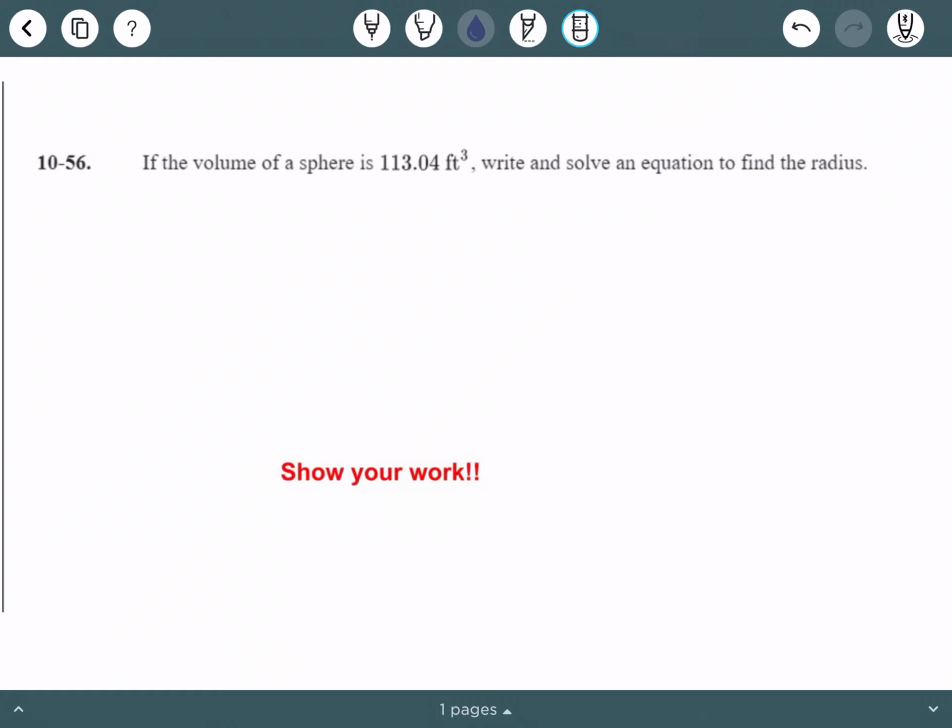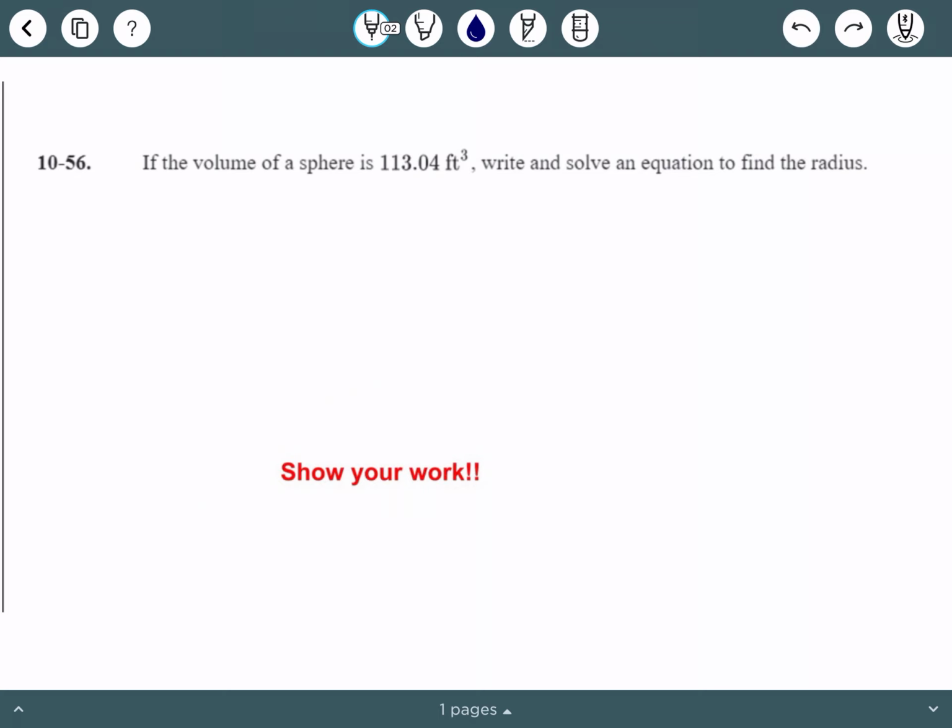1056, if the volume of a sphere is 113.04 feet cubed, write and solve an equation to find the radius. Oh, and let's make sure we show our work. Now, you might be thinking, how on earth are we supposed to find this if it gave us the volume? Because we have all of these volume formulas, but what are we going to do to find the radius? Well, don't worry. We're just going to do a little bit of working backwards here.